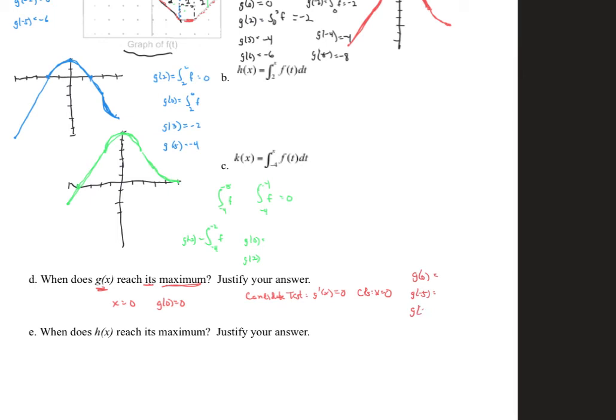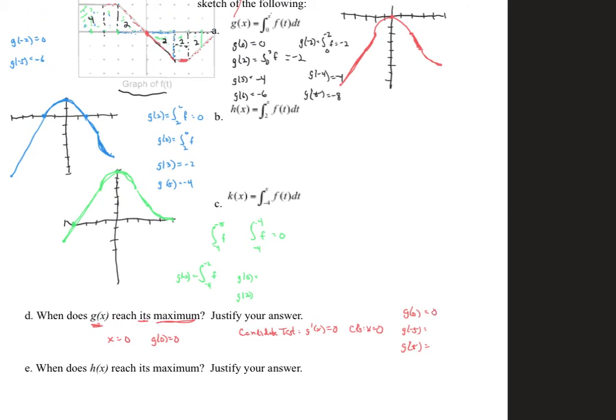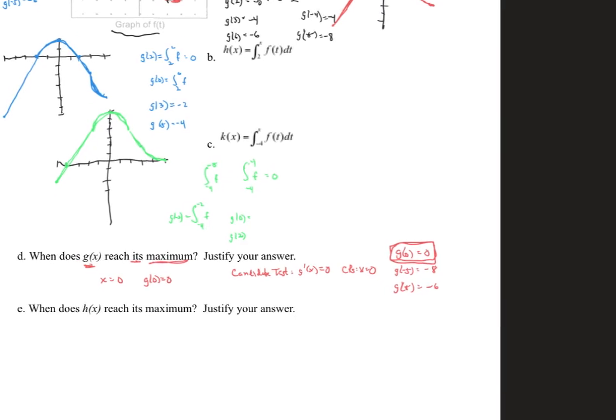So we are looking for the maximum value, and we said that g of 0 was 0, and g of -5, I think we said was -8. G of -5, what did we say that was? 1, 2, 3, 4, 5, 6, 7. Yeah, that was -8, and g of positive 5 was a -6. So that's going to be our justification, our candidate test for why g of 0 equals 0 is the maximum value.